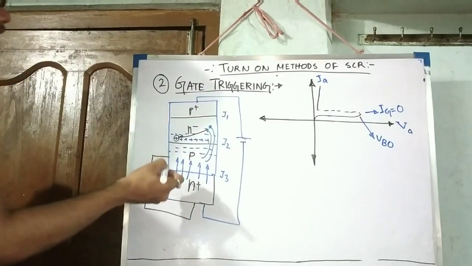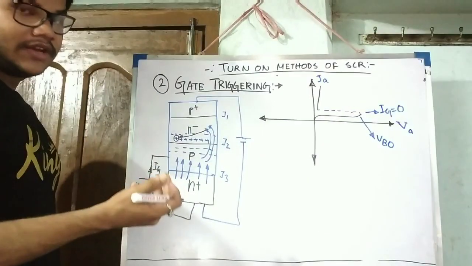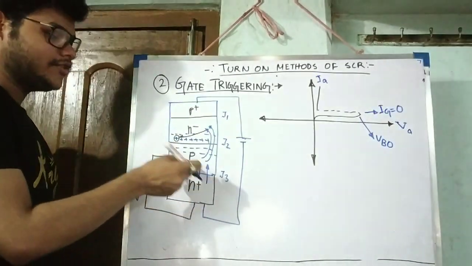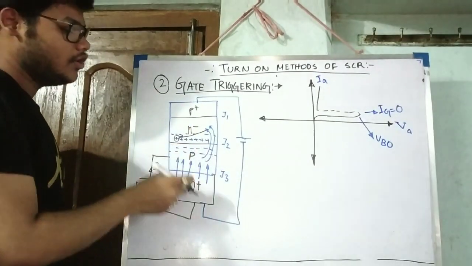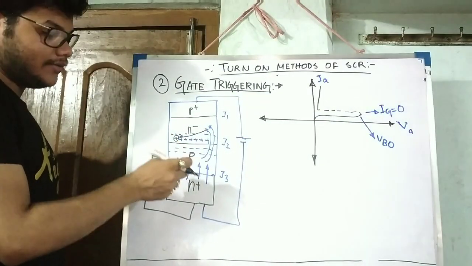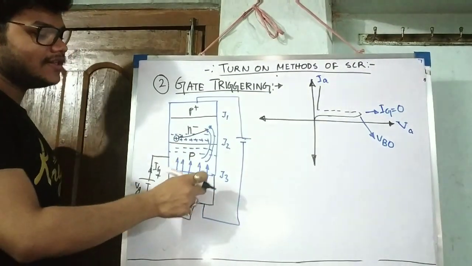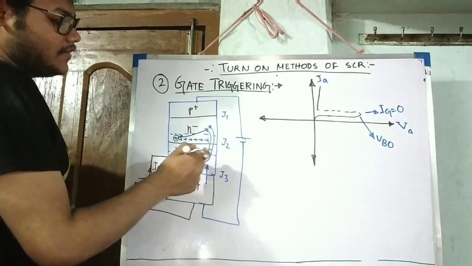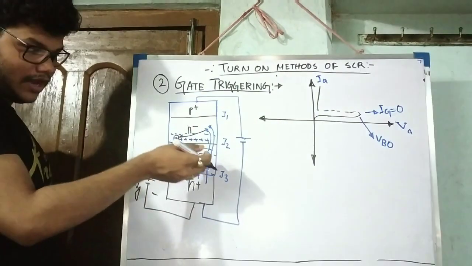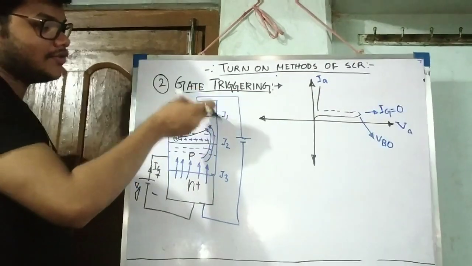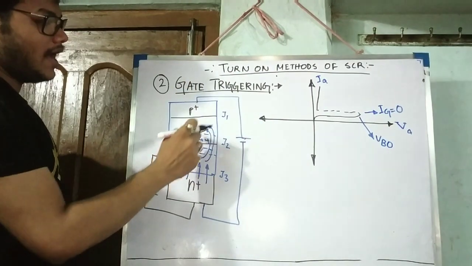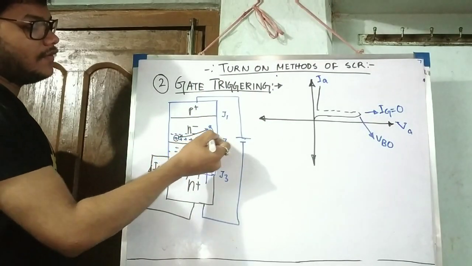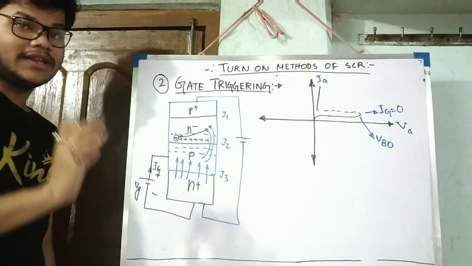So what are the steps? When we apply some positive gate signal, the carrier concentration in P increases. Some of the electrons in the N plus layer move towards your P layer, because the doping level is more in the N plus layer. Some of the electrons will drift away from this layer and some will be swept away, and they will reach this N minus layer and recombine with the positive ions in the depletion region.